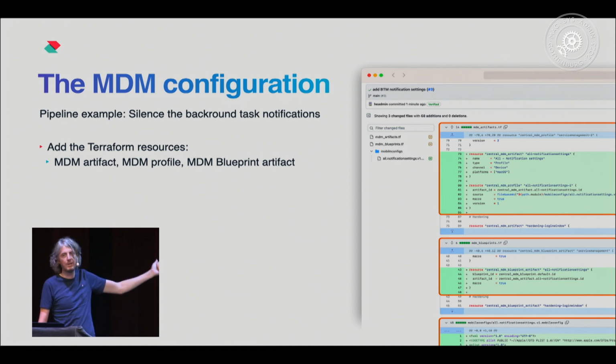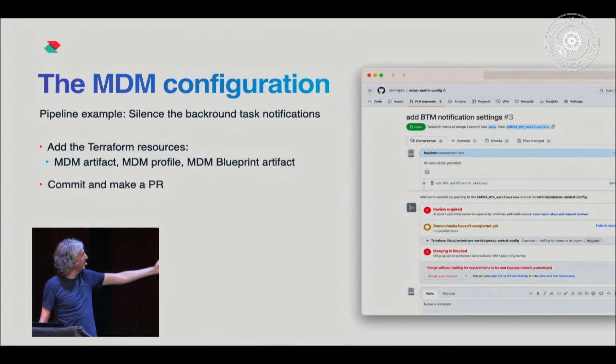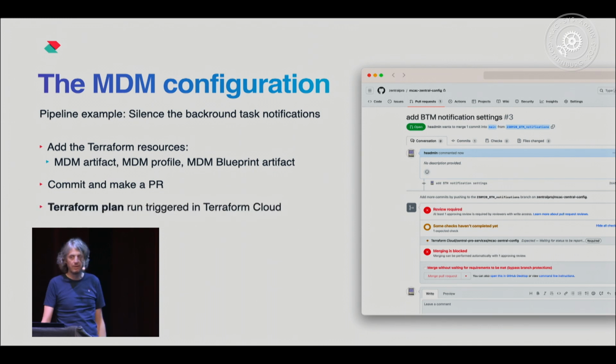It's the same example as the Santa configuration on the client side. We make a pull request, and then the Terraform integration is going to be triggered. So in that case, on the pull request, we make a Terraform plan. So we calculate the changes, but we don't apply them.